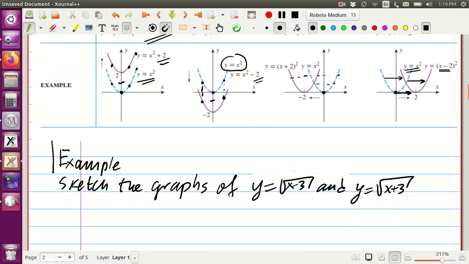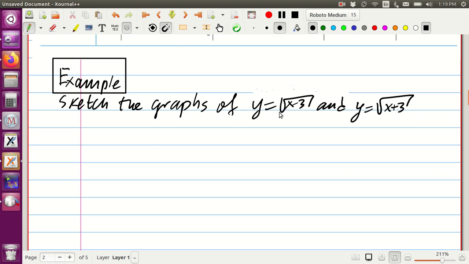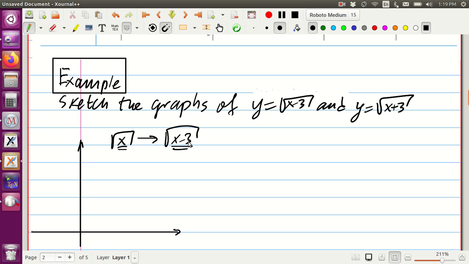So I wrote up an example over here which says: sketch the graphs of square root of x minus 3 and square root of x plus 3. That means we're going to start with the square root of x function and plot it in black, but then we're going to shift it, and we'll decide whether horizontally or vertically. If you have square root of x and you want to get square root of x minus 3, you have to substitute x by x minus 3. So what will it do? It will shift your graph 3 units to the right.